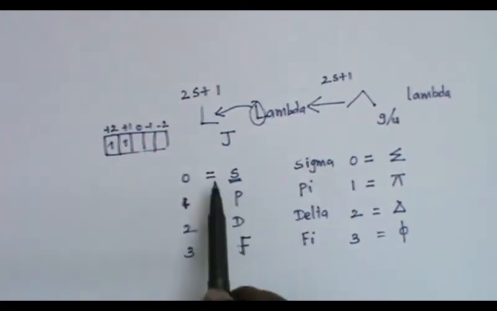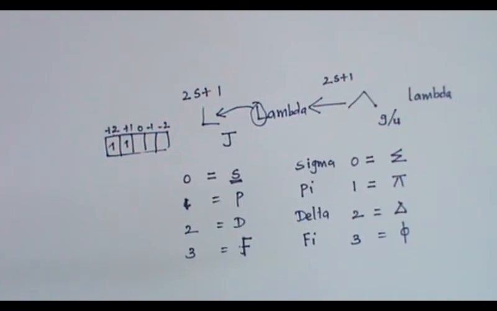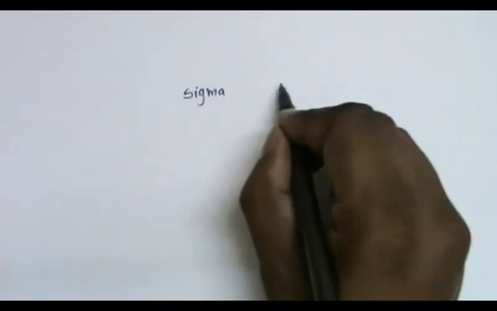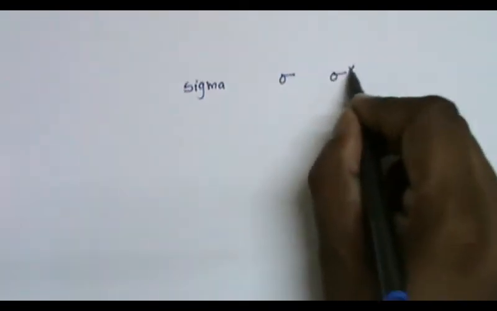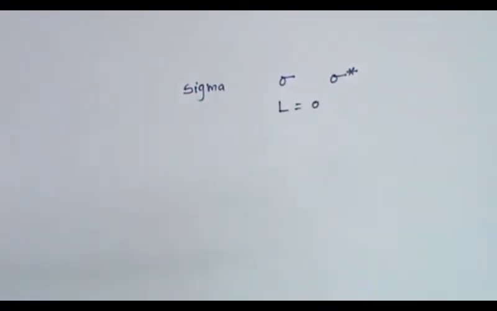So if you correlate between this and this, it will be easy to remember. Now the question is how to calculate the L value. If the electron is in sigma orbital, it may be sigma or sigma star. The L value is equal to 0.